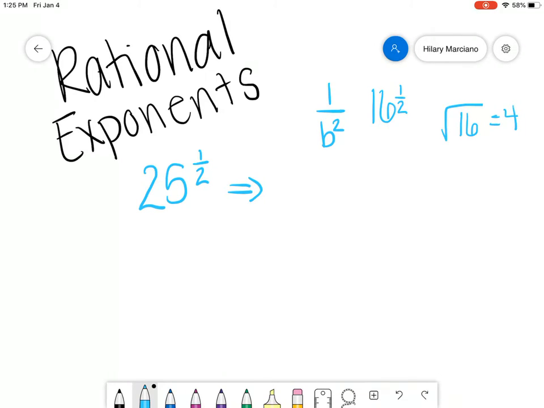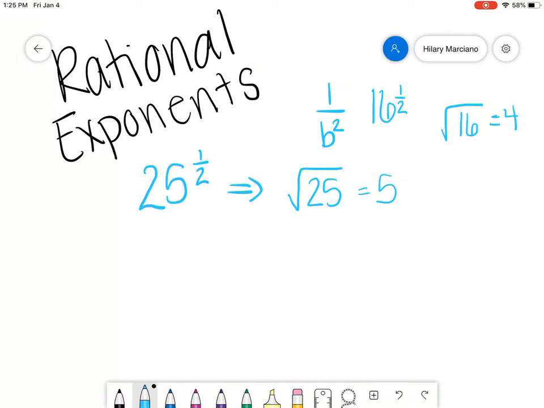So now let's look back over here at 25 to that 1/2 power. So again, we're taking 1 and putting that after the 25. We're taking the 2 and putting that outside of this radical. We don't really need either of them, so I'm going to come in here and just erase them real quick. So the square root of 25, which is 5. And that's using this 1 over b squared definition.